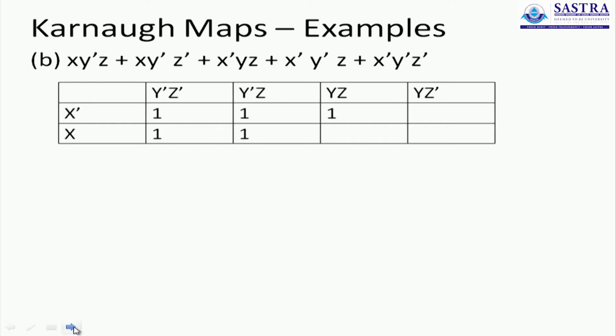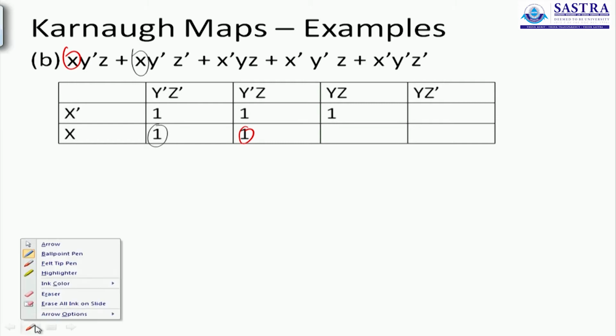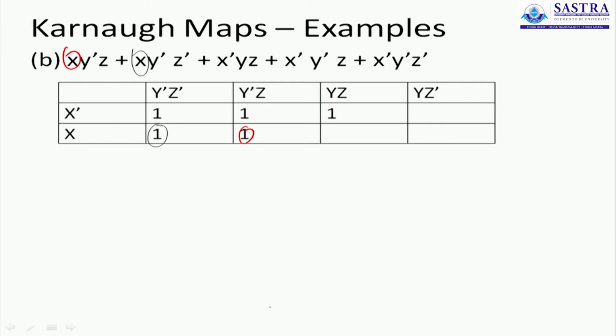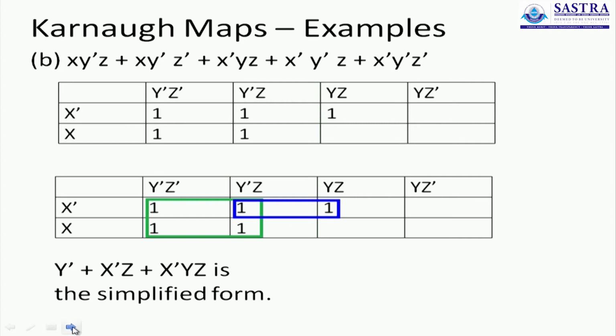We have one more Boolean polynomial which has 5 terms in it. And what are they? x, y bar, z corresponds to this. x, y bar, z bar corresponds to this. x bar, y, z corresponds to this. x bar, y bar, z corresponds to this. And all of them complemented corresponds to this. So that is the map that we have.